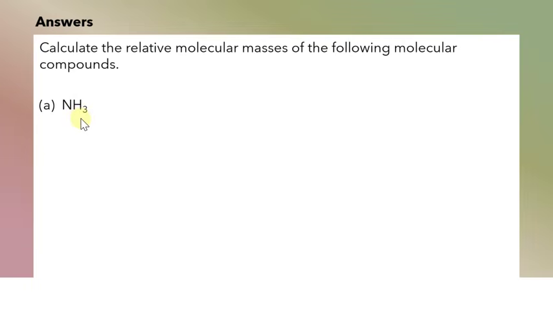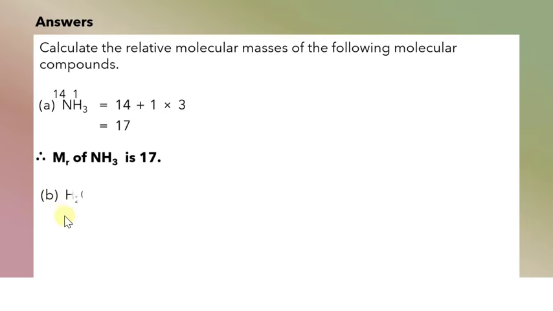So we'll do the same since it is about the sum. So we'll just put nitrogen here is 14, then hydrogen is 1, then we'll sum it up. So we'll have 14, then plus 1 times 3. Okay, then we'll evaluate this. We'll have 17 as the final answer. Then we'll say, therefore, the relative molecular mass of ammonia is 17. Then we'll go to water.